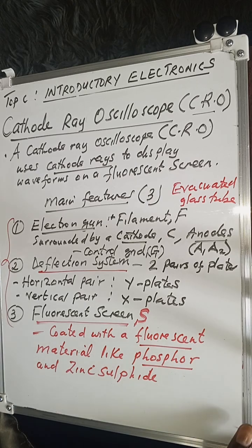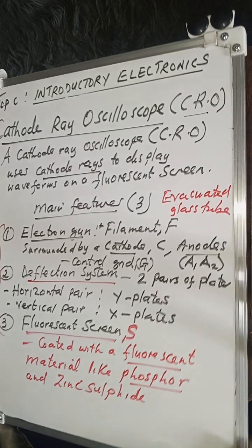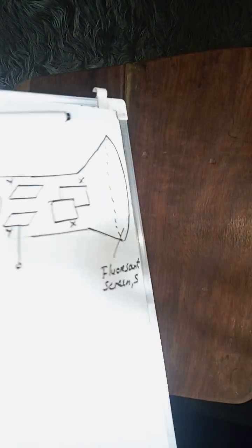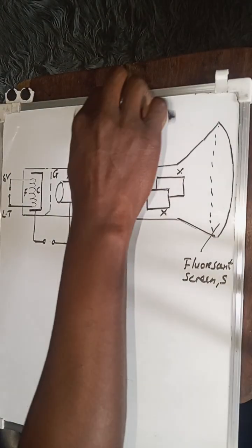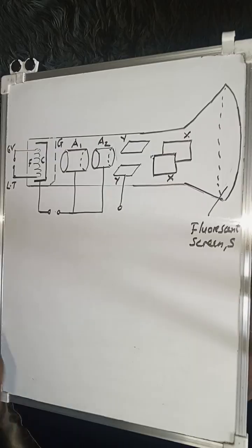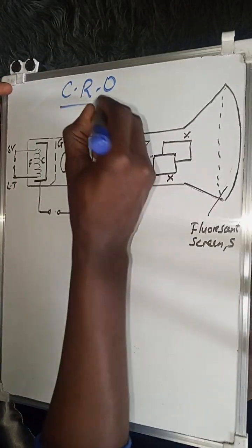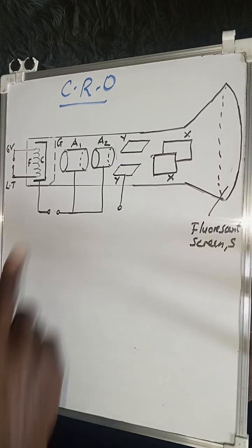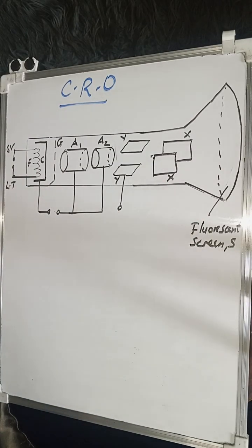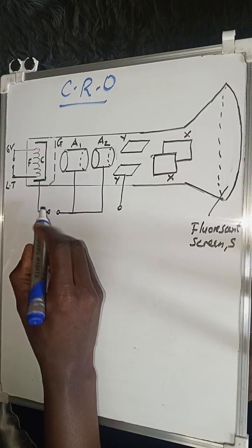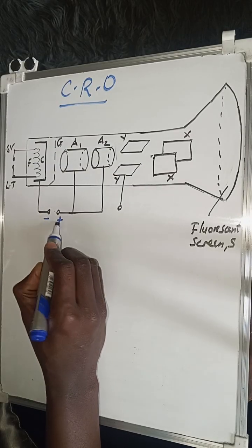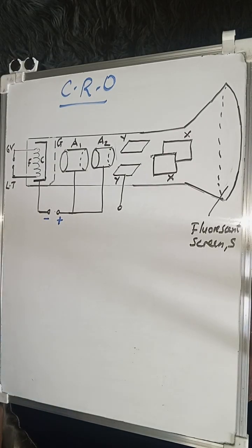So let's look briefly at some of the components. Let me show you a diagram of how a CRO, a cathode ray oscilloscope, may look. So it may look like this. These are some of the components that are found in a CRO. Remember, this side is negative and that side is positive. That's what you need to remember.